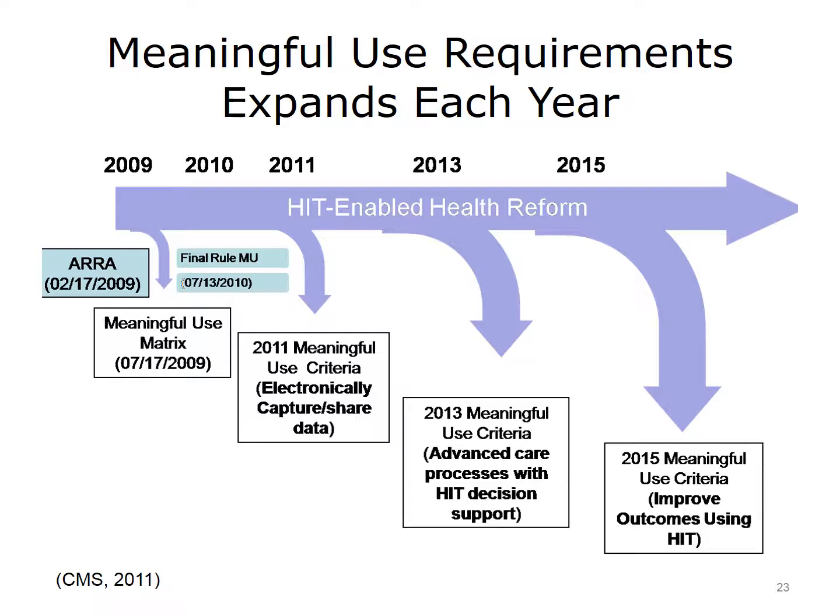Initial focus during Stage 1 was electronic capture and sharing of data. Stage 2 criteria encourage the use of health IT for continuous quality improvement at the point of care and the exchange of information in a structured format. For 2015 and beyond, the focus continues with data capture and structured format, while adding an additional focus of improving outcomes using health IT.